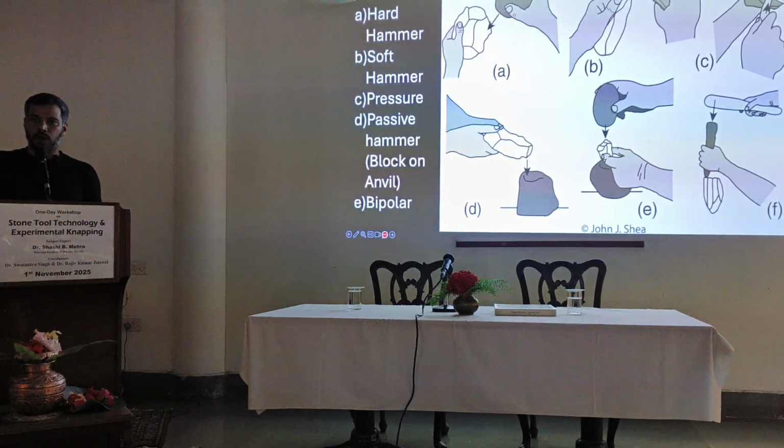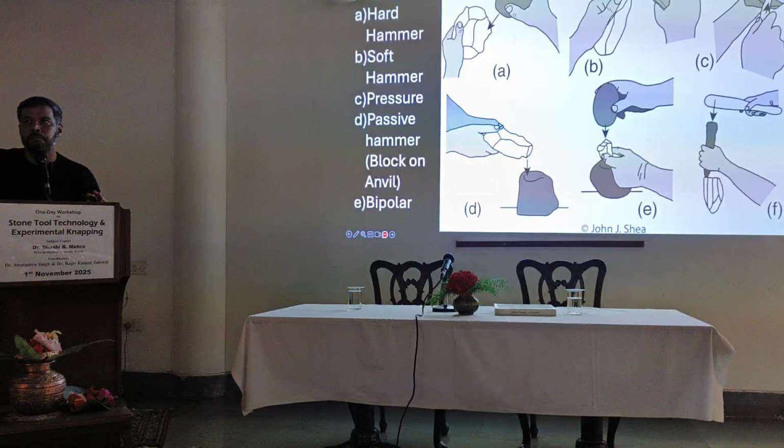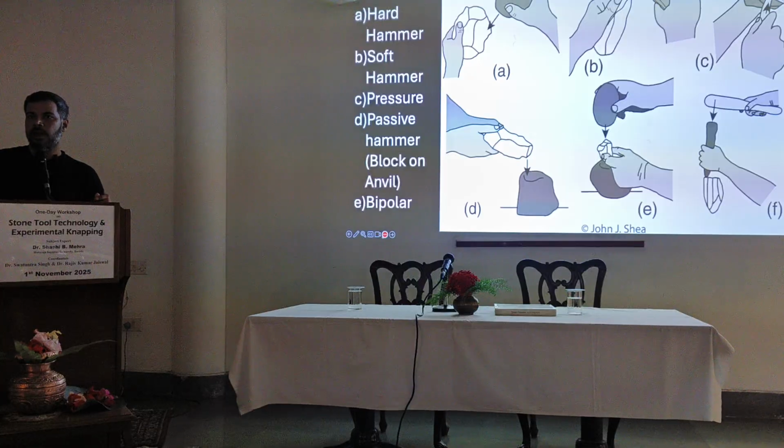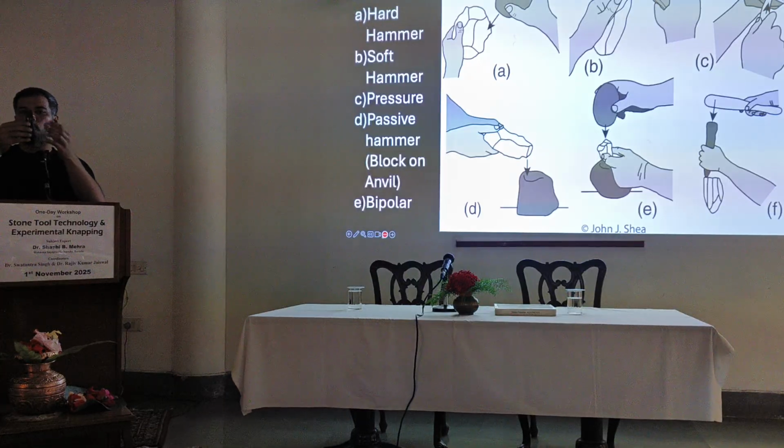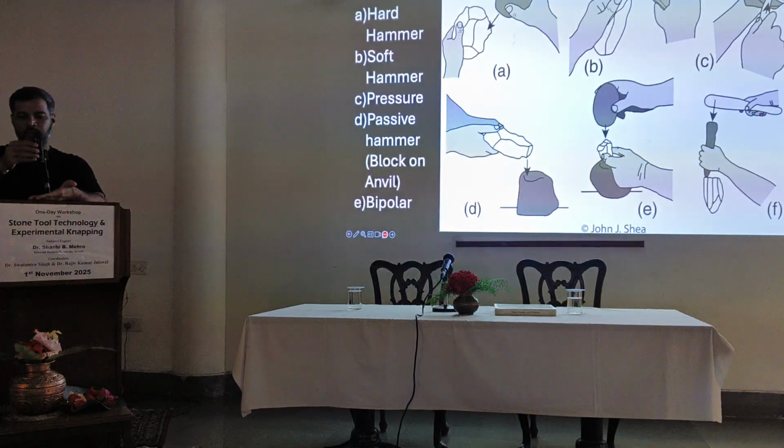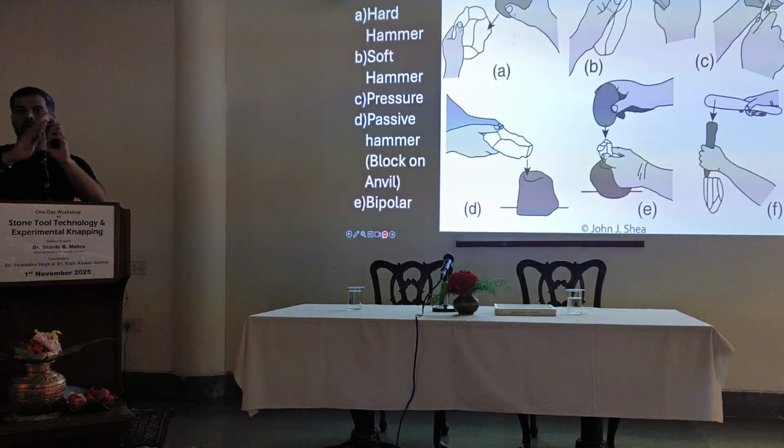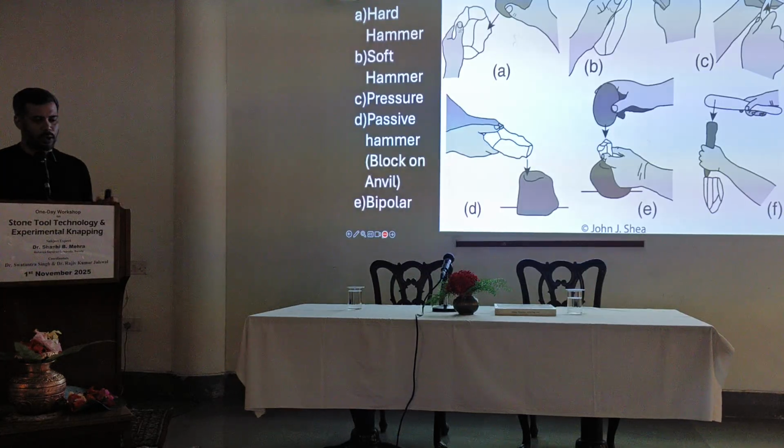Then we have bipolar. Bipolar is an interesting method. This is usually utilized in later time periods, most of the time in the microlithic or Mesolithic periods, when you are producing small blades. You will take a core with a platform below, and you will strike it with a hammer, and this core will open into two parts. That is your bipolar. Next, we'll go into the detail.